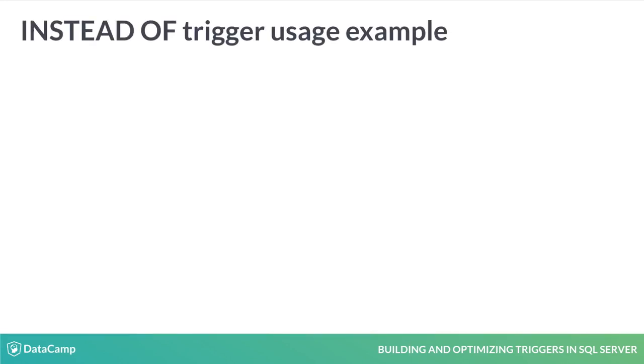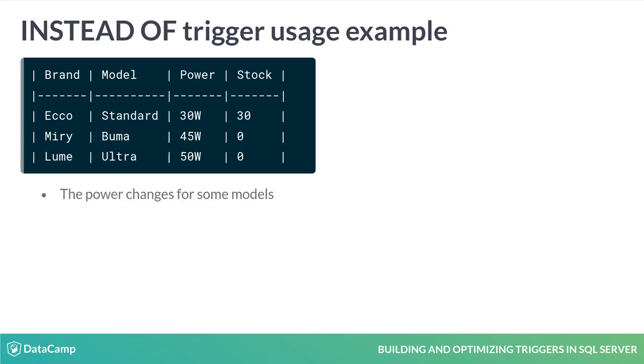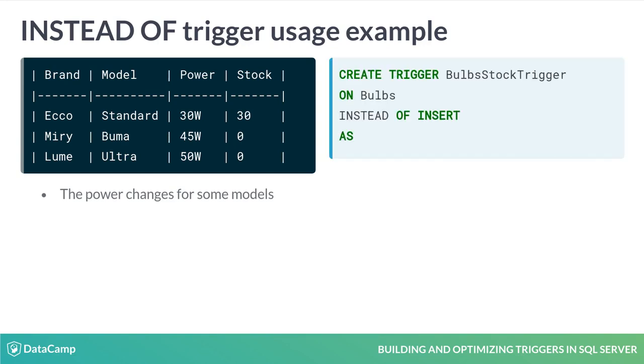Now, let's look at an example where using an instead of trigger is appropriate. Imagine you have a table containing light bulb information and stock details for a sales platform. The power column values have changed for some models, and an update is initiated to change the information in the table. There are still some bulb models in stock that have the old power values, however, and they shouldn't be updated. An instead of trigger can help you deal with this more complex situation.